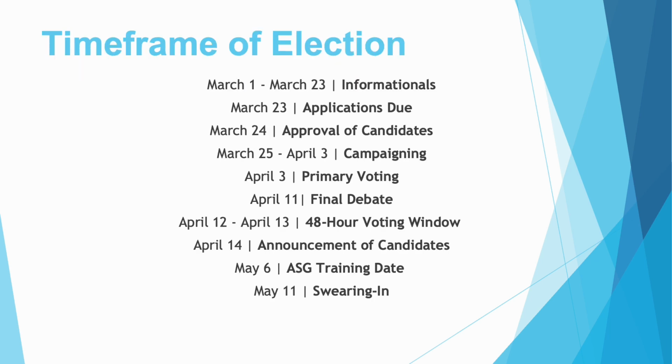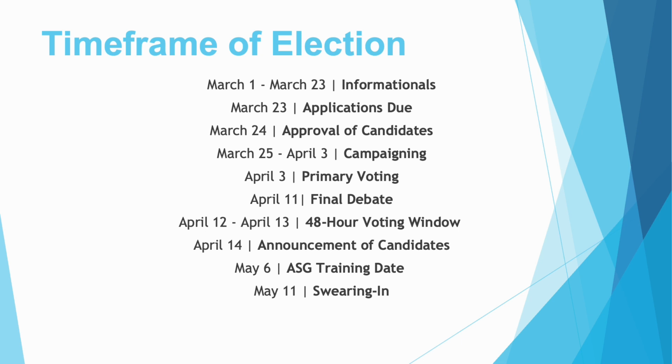So here is the time frame of this election. The main thing you want to look at, and make sure you write it down in your planner, GCal, wherever you want, is the application due date, which is March 23rd. One more time, it is March 23rd. Don't forget to get your applications in by then. The rest is on the screen.